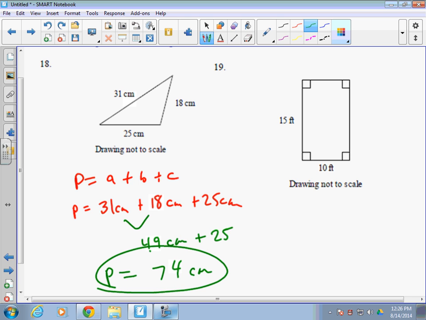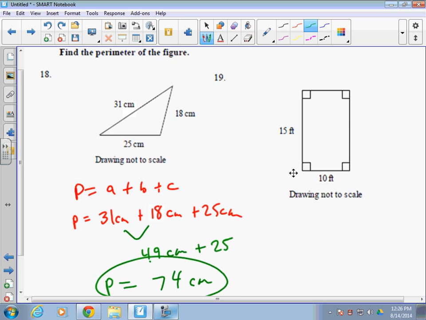Same thing for number 15. You're looking for the perimeter. It doesn't tell you that this is a rectangle. It doesn't say find the perimeter of the rectangle, but the fact that we have these boxes on them right here means that's 90-degree angles. That's actually when you start having to prove this stuff when you get in the 10th grade and you take a geometry class, that's enough to prove that it is in fact a rectangle.